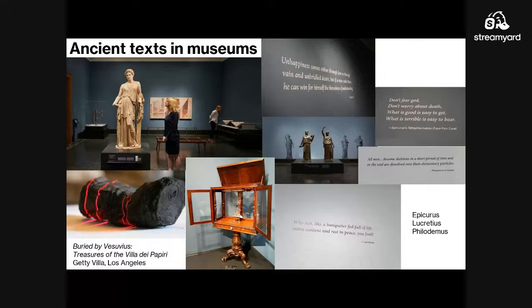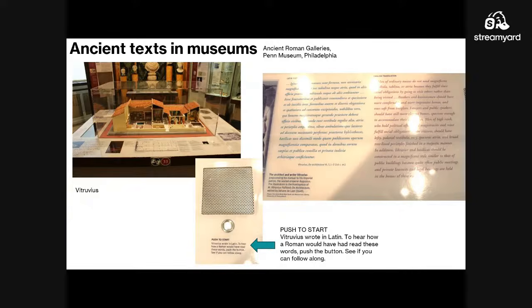The reason being was that they found a whole bunch of Philodemus's text in the discovered charred scrolls. We also had direct quotes, translated ones though, from Lucretius and Epicurus as well for the same reason. And then just one more example of the use of ancient text in an exhibition.